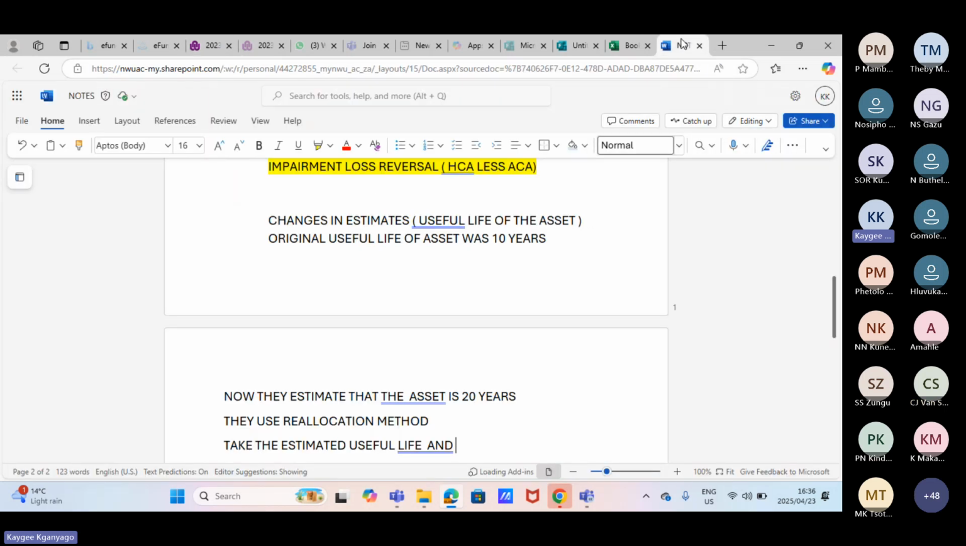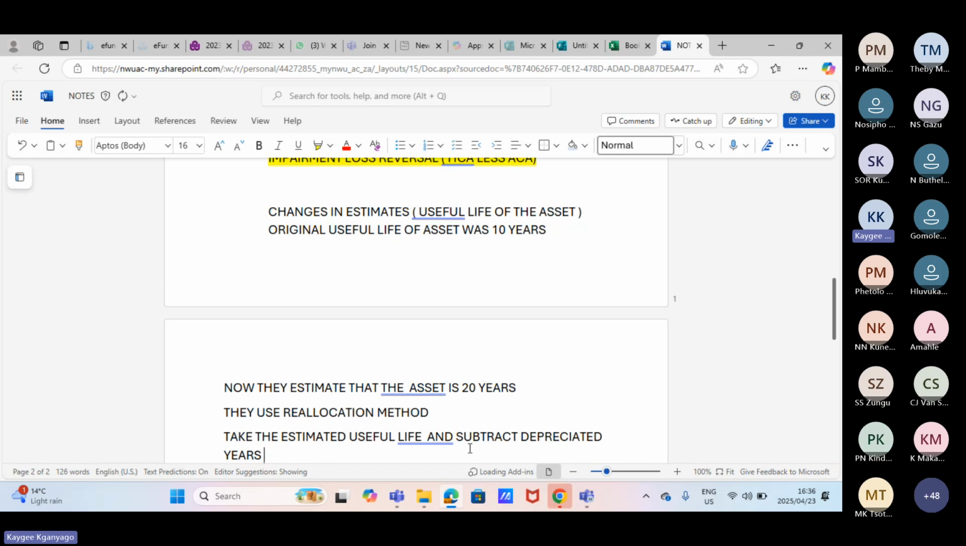You take the estimated useful life and subtract the depreciated years. You will get the remaining useful life of your asset.